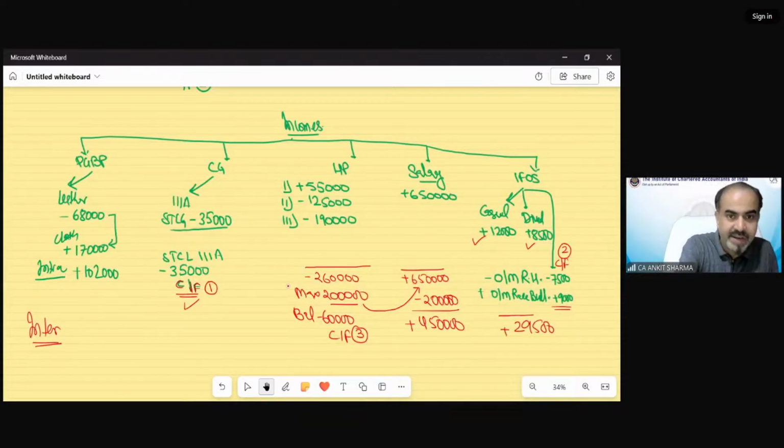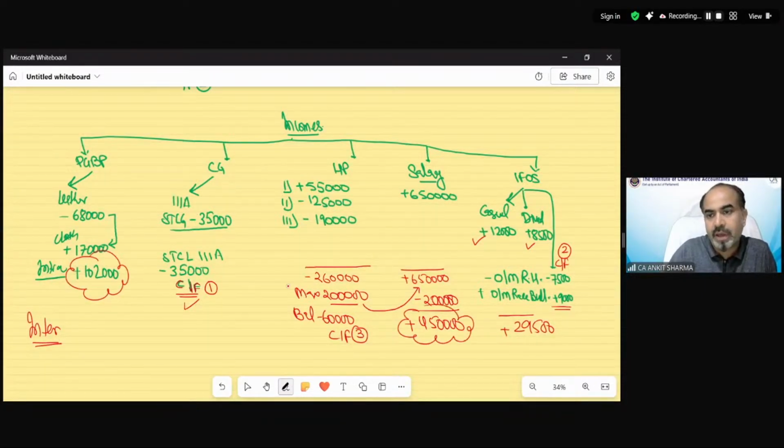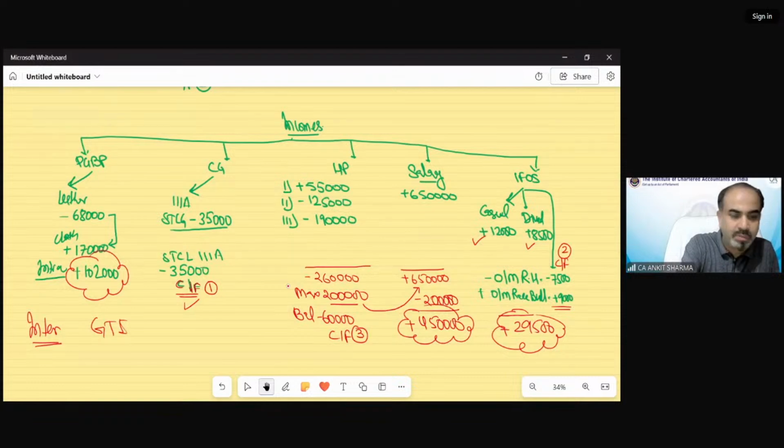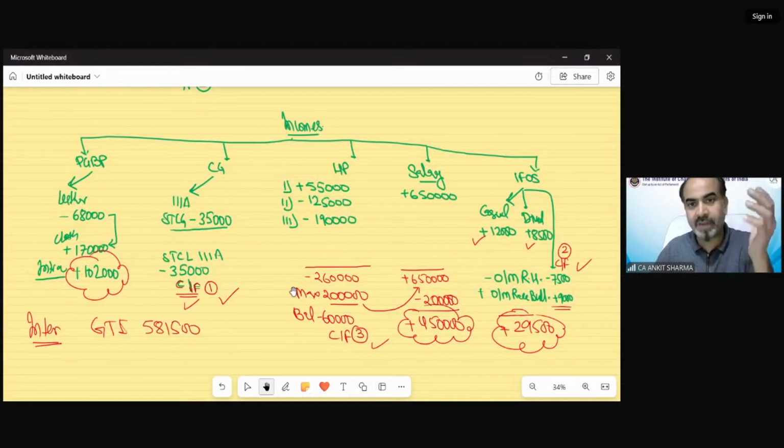So if we consider my income, this is my income. Now this is my income. And this is my income. So my GTI would be 1,02,000 plus 4,50,000 plus 29,500. That would be 5,81,500 rupees, having 3 carry forwards. So that's the way we need to solve these kinds of questions.